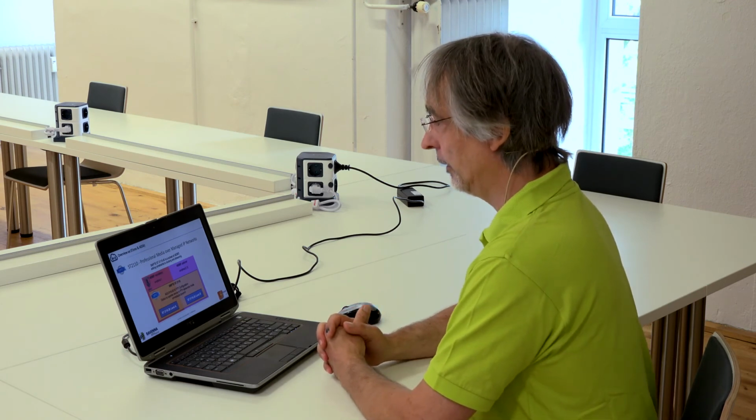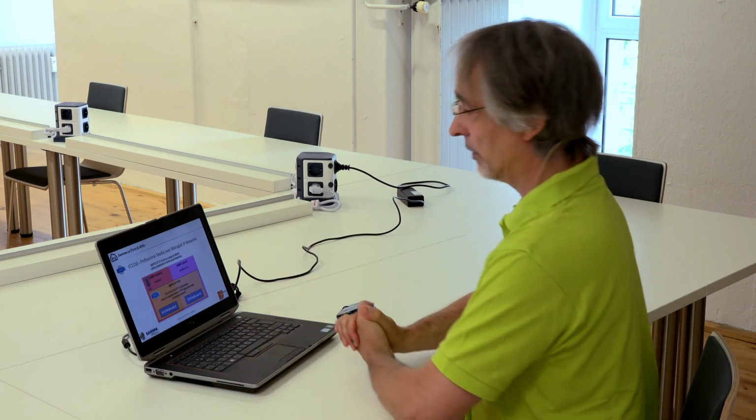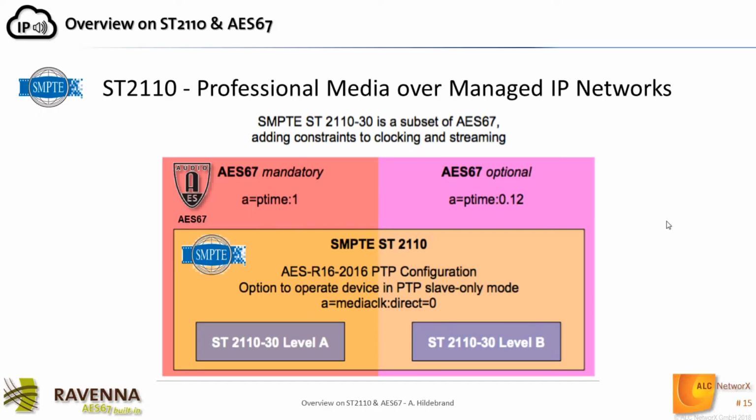So if we finally look at the picture, how AES67 and SMPTE 2110 with respect to audio transport relate to each other, we can see this nice little illustration here. In this lower part, we have the SMPTE 2110 standard with its level A and level B definition for the payload formats. And in the surrounding rectangle, we find the AES67 standard, divided into the mandatory requirements, which is basically the P time of 1 millisecond, and optional recommendations, in this case the P time of 125 microseconds.